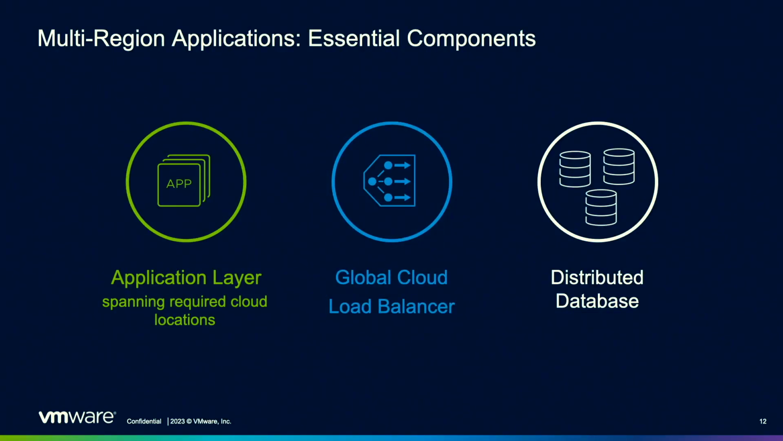So let's talk about essential components for multi-region applications. Multi-region applications are usually referred to as distributed applications, global applications, or geo-distributed applications. As any other application, those apps come with 3 essential components. You need to have your application layer, the backend, those micro application instances that are deployed in the location of your choice. Then you should benefit from the global cloud load balancer.